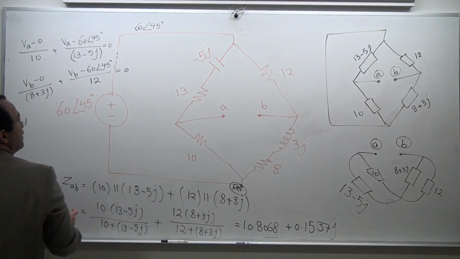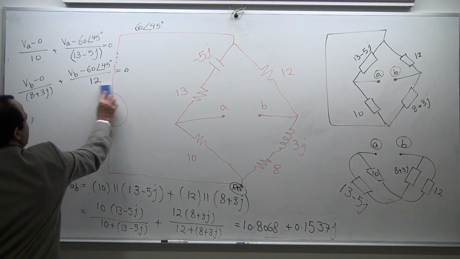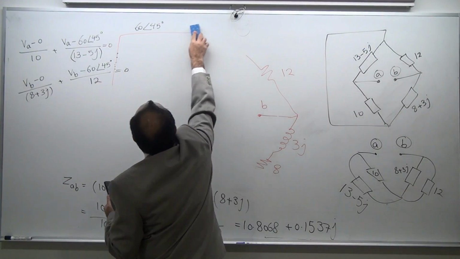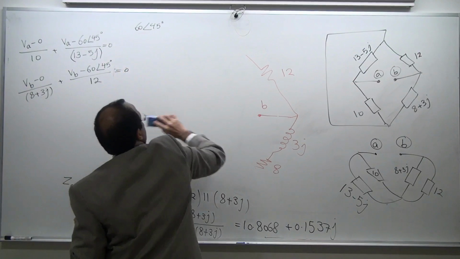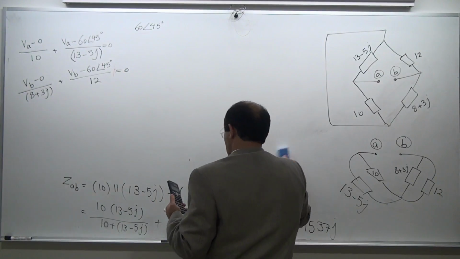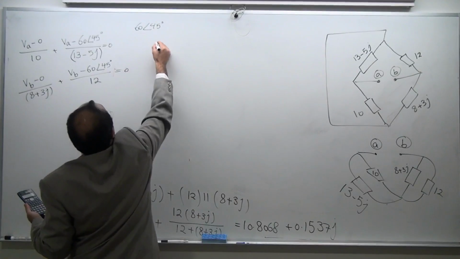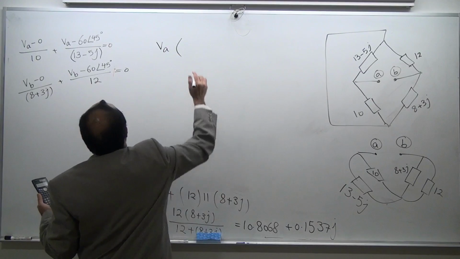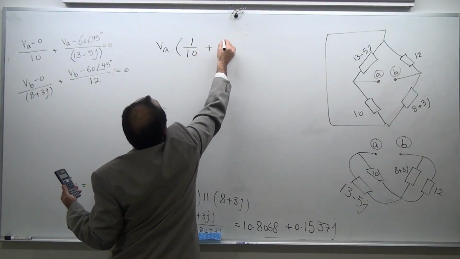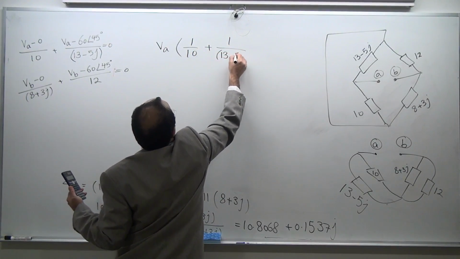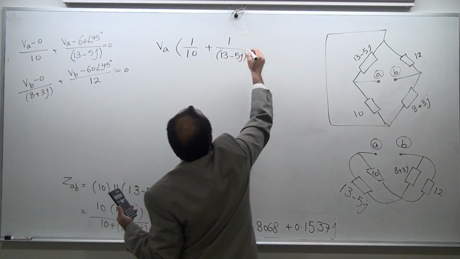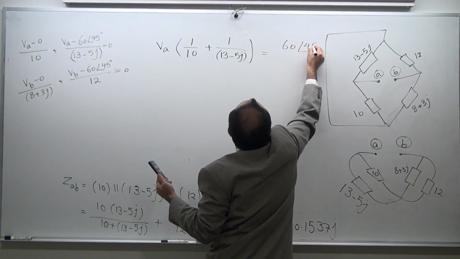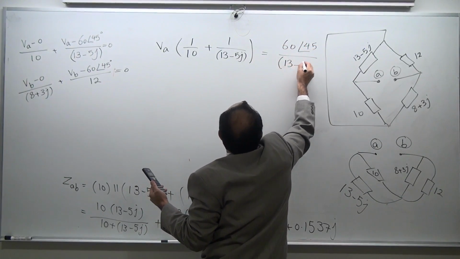Okay, let's solve this. Because there's nothing else I need to do with this circuit and I am short of space, I'm going to erase it, assuming that I have copied the numbers correctly. Okay, let's do the VA. 1 over 10 plus 1 divided by 13 minus 5j is equal to, take this to the right hand side, 60 angle 45 divided by 13 minus 5j.